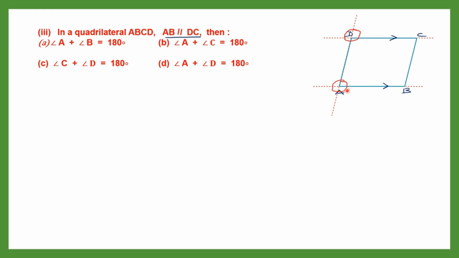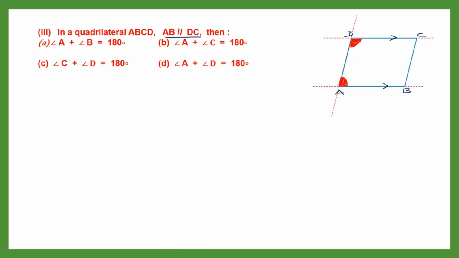Angle A and angle C are 180? No, we can't even consider. Angle C and angle D are 180? No, again C is on a different line. Angle A and angle D are 180 degrees. Angle A and angle D, that is these two angles, when you add it up, does it give you 180? Yes. If these two are parallel lines and this is a transversal cutting it, D and A will become interior angles or co-interior angles or allied angles. And we know that co-interior angles are supplementary, or allied angles are supplementary.